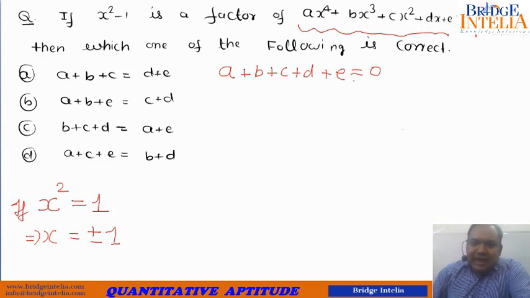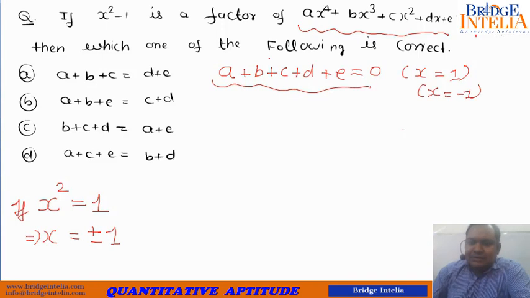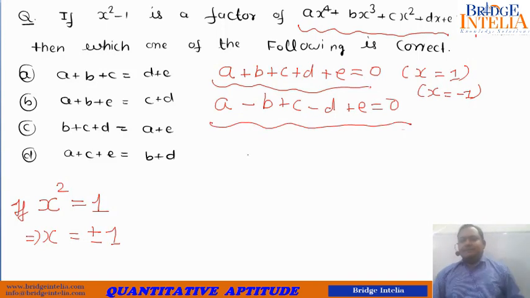So this was when I chose x to be equal to 1, then this is what I can conclude. If I choose x to be replaced with minus 1, then what will this become? This will become a minus b, because minus 1 whole cube will be minus, so a minus b plus c minus d plus e is equal to 0. So these two things can be concluded.